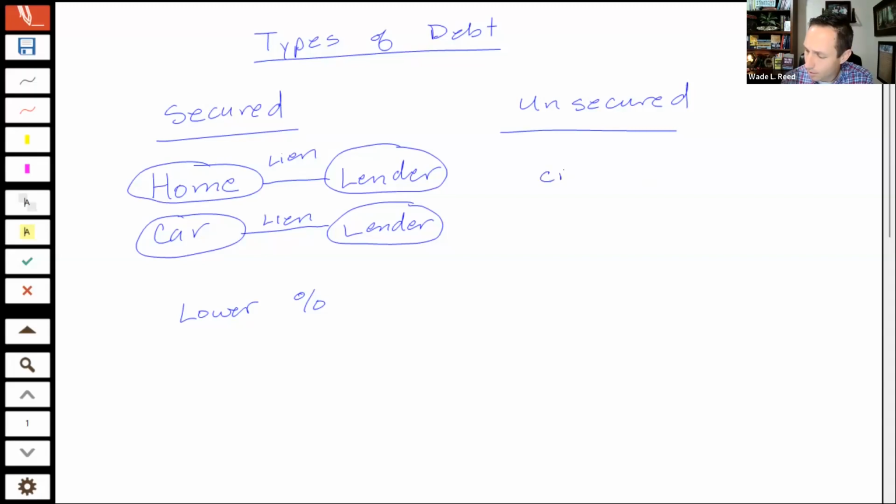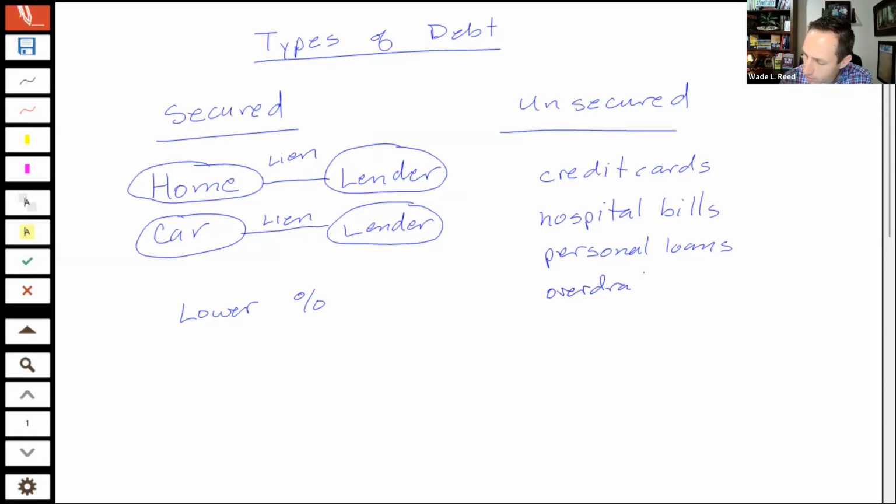Unsecured, these are things primarily like credit cards, hospital bills, personal loans. This could be friends or family. This could also be at a bank. It might be your overdraft line of credit. Many people at banks have overdraft lines of credit. You might be charged a small interest rate, 5 to 10%, for going over the amount you have in your checking account versus an overdraft fee that could cost you $35 per item.